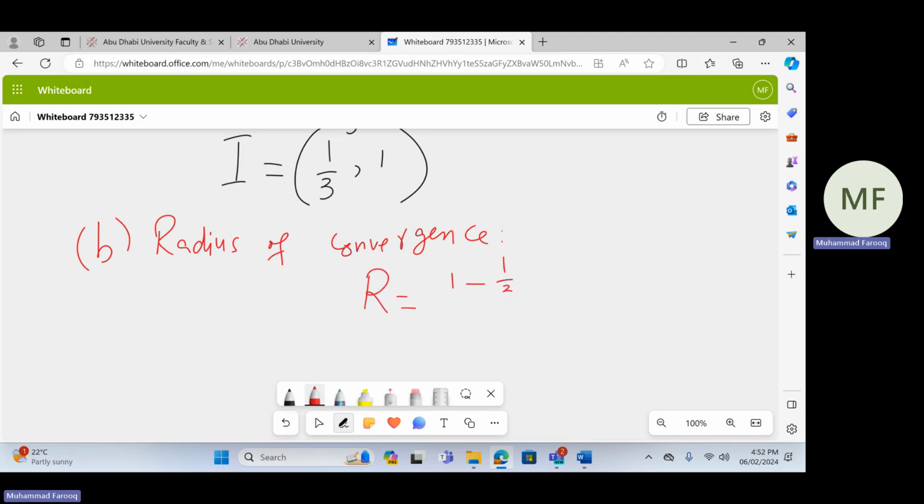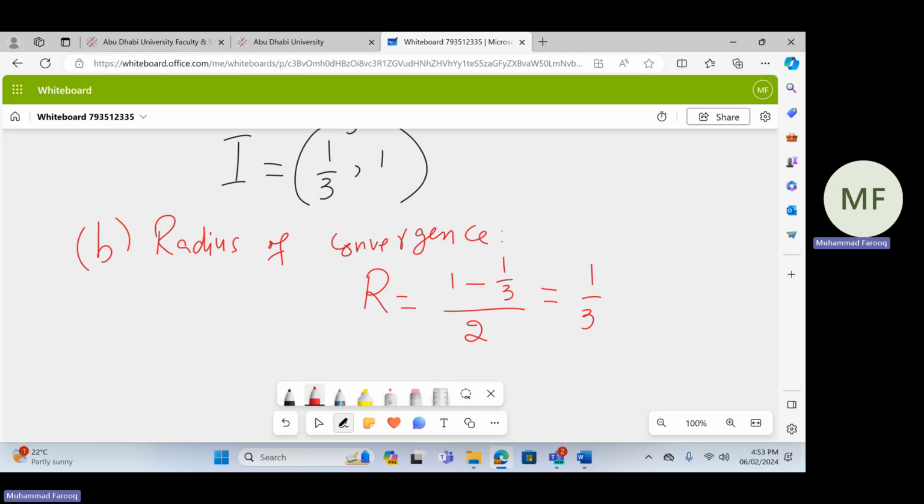1 minus 1/3. By the way, I'm using a shortcut. Actually, it's not the book's way, but it works, that's why I'm using it. Anyway, what's the answer? 1/3. This is your radius, half the length of this interval of convergence.